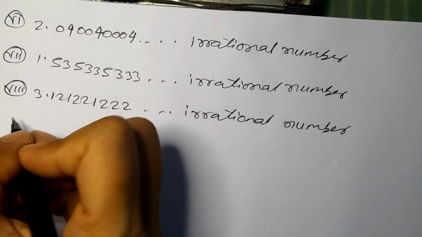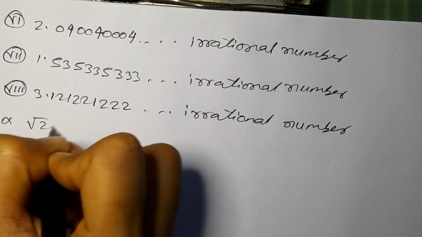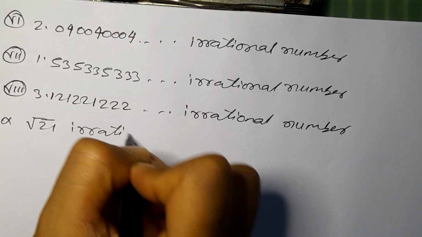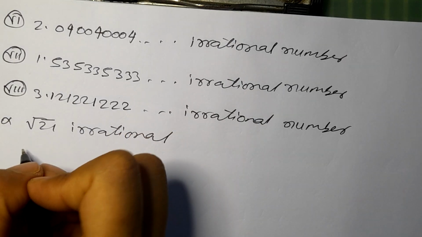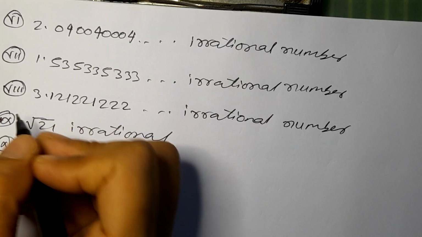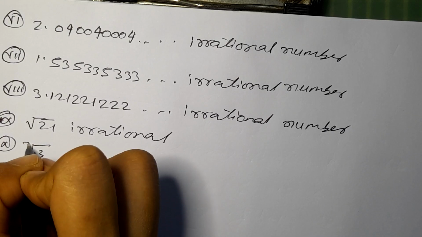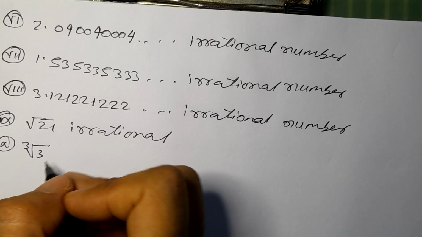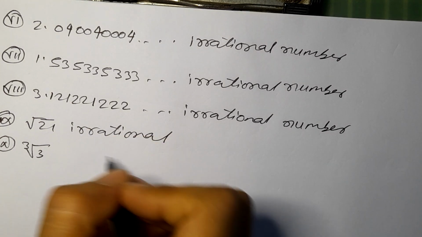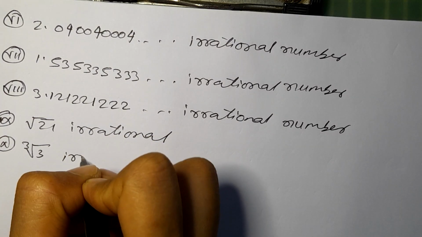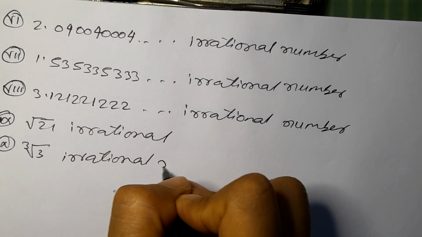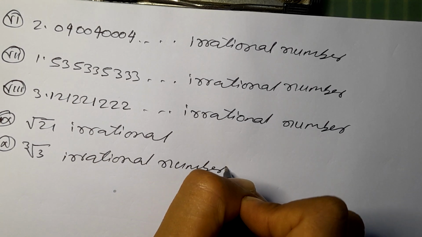Number 9. That is already given, root 21. So it is an irrational number. Whenever it is a root, it is an irrational number. This is 9 and 10. There is root 3, and this power is half. So this is also an irrational number.